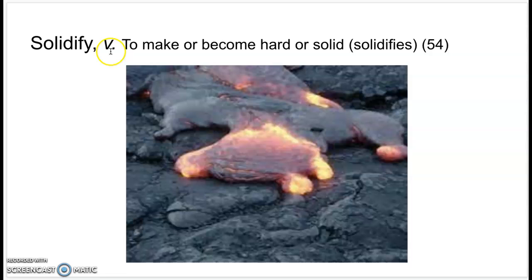Solidify is a verb, and it means to make or become hard or solid. So for example, here where the lava is becoming hard and solid. It's on page 54.